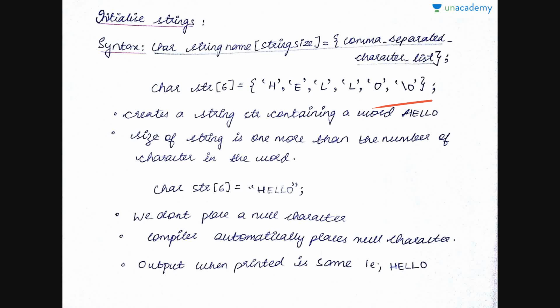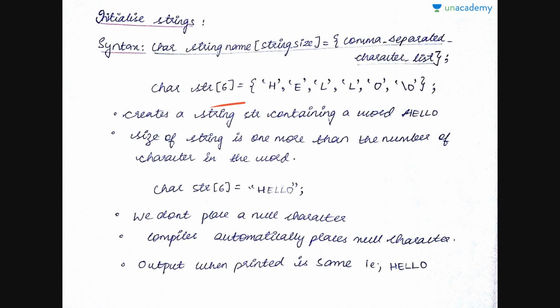This creates a string str containing the word hello. But you should write all the characters separately, within single quotes followed by a comma, and the null character has to be placed at the end of the string. The size of the string is one more than the number of characters in the word, because hello is a 5-letter word, but still we have written the size of the string as 6. That's because we include the null character also as one of the elements of a string.